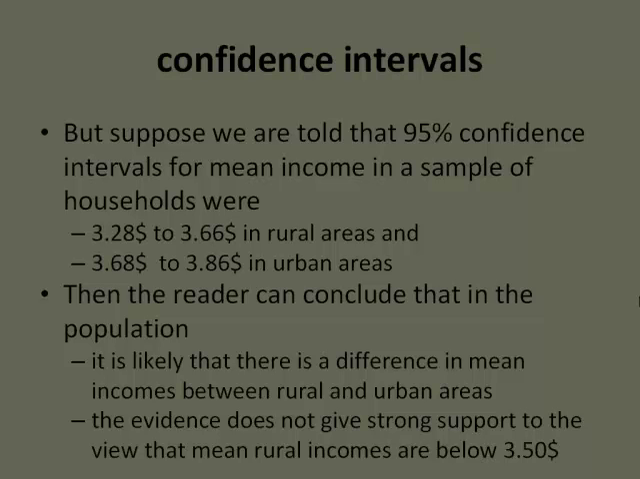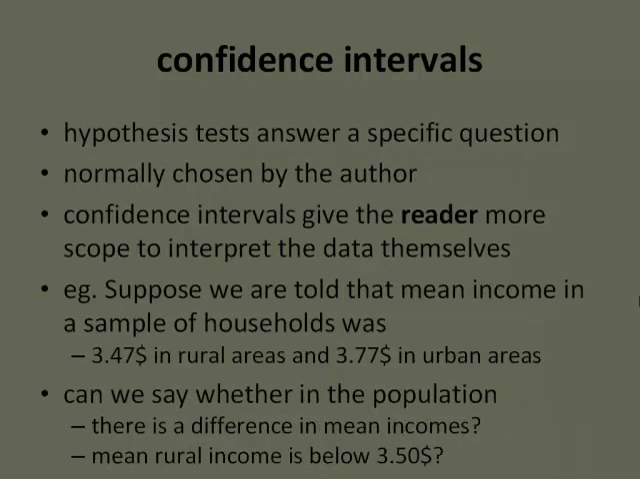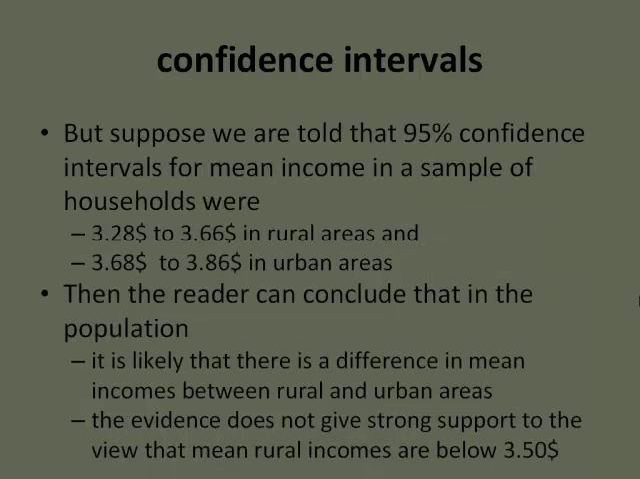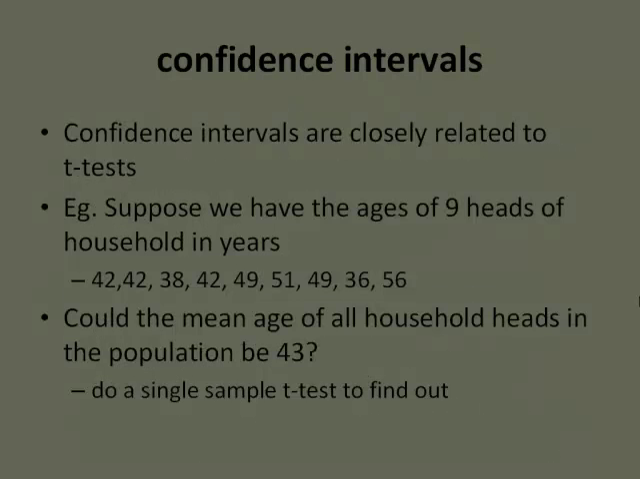Because they don't overlap, the person reading can say, well, I'm not sure exactly what it is in rural areas or in urban areas, but we're pretty confident they're different. And also, it doesn't give strong support to the idea that in rural areas it's less than 350, because 350 is in this range. You can't be at all confident that the rural area is above or below 350, because all we know is the mean is 347. But the confidence interval goes right up to 366. So the person reading can tell a lot more about where the means are likely to be than if you only give the mean in your sample.